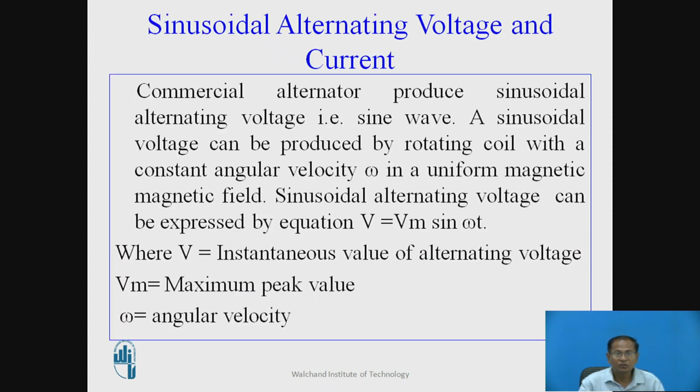As we know, the commercial alternator produces the sinusoidal alternating voltage, that is, a sine wave. A sinusoidal voltage can be produced by a rotating coil with a constant angular velocity omega in a uniform magnetic field. The sinusoidal alternating voltage can be expressed by the equation V is equal to Vm sin omega t, where V is the instantaneous value of the alternating voltage, Vm is the maximum peak value, and omega is the angular velocity.